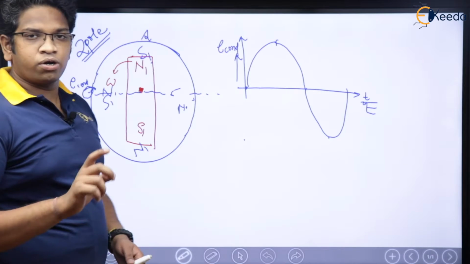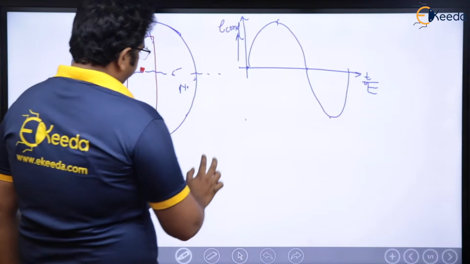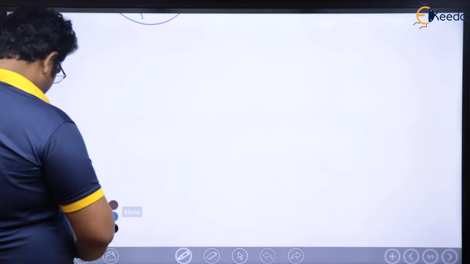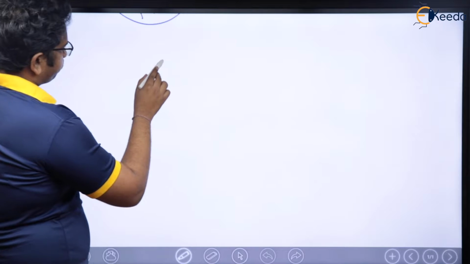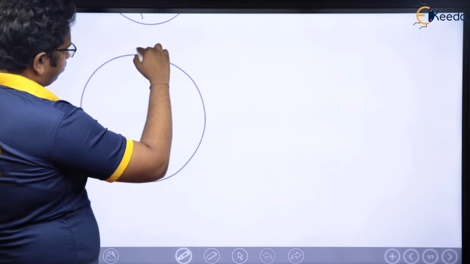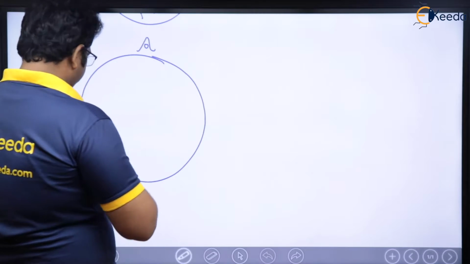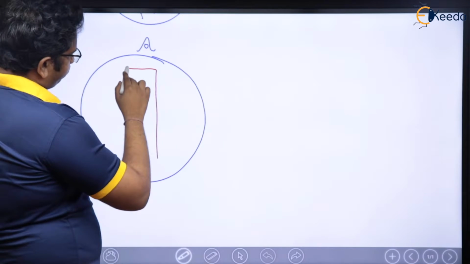Anyways, let us think of a four pole machine. See here, now let this be the stator, right? Let me have four poles.